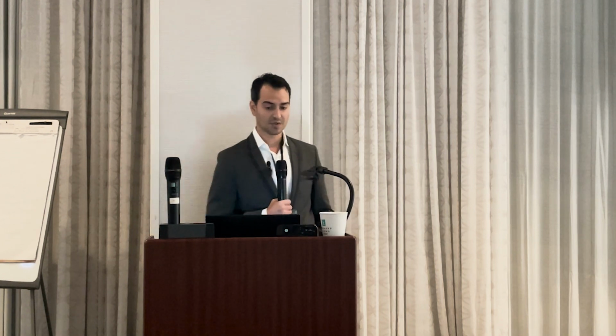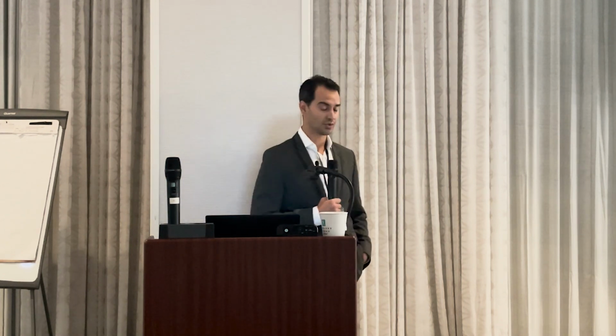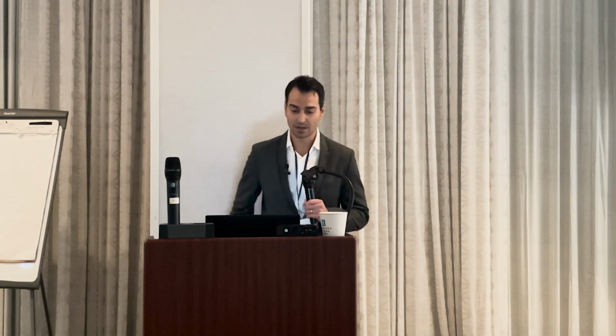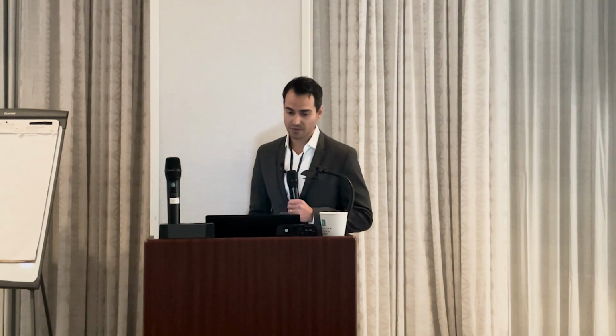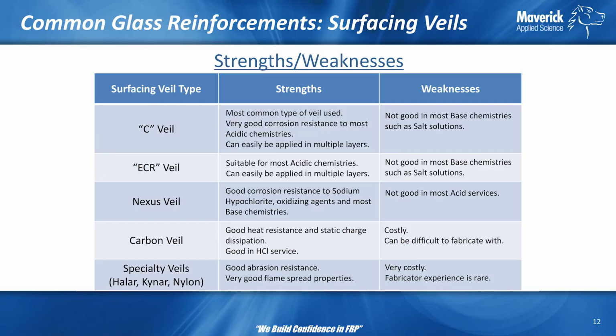Now, there is a weakness with these two types of veils, which is that they are not good in most basic chemistries, such as salt solutions. Then we also have a Nexus veil, which is also called a synthetic veil. These have very good corrosion resistance to sodium hypochlorite, oxidizing agents, and most base chemistries. The problem with these is they're not good in acidic services.